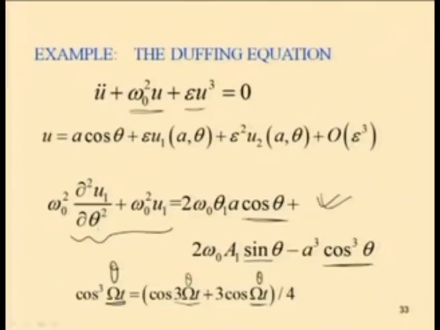Del square u 1 by del theta square plus u 1, so this omega 0 square we can take common. So, it becomes omega 0 square into del square u 1 by del theta square plus u 1. So, the auxiliary equation becomes d square plus 1, so I can write this as omega 0 square into d square plus omega 0 square, u 1. So, this will be equal to 2 omega 0 theta 1 a cos theta.